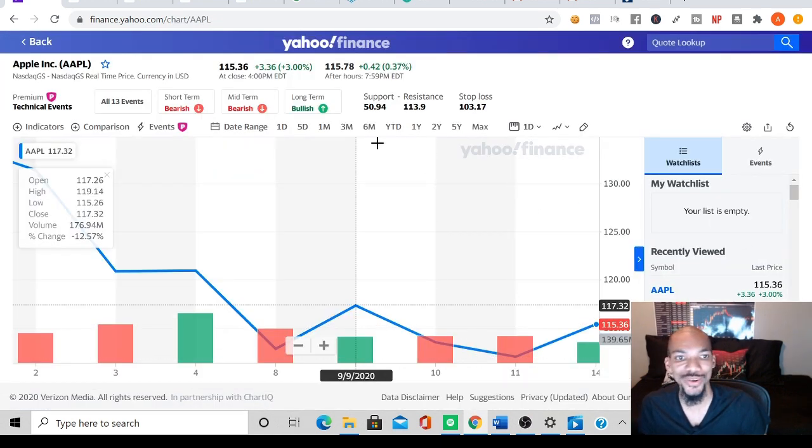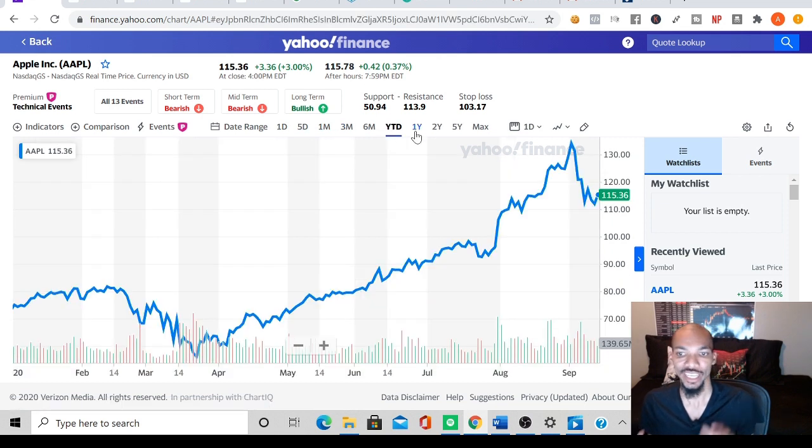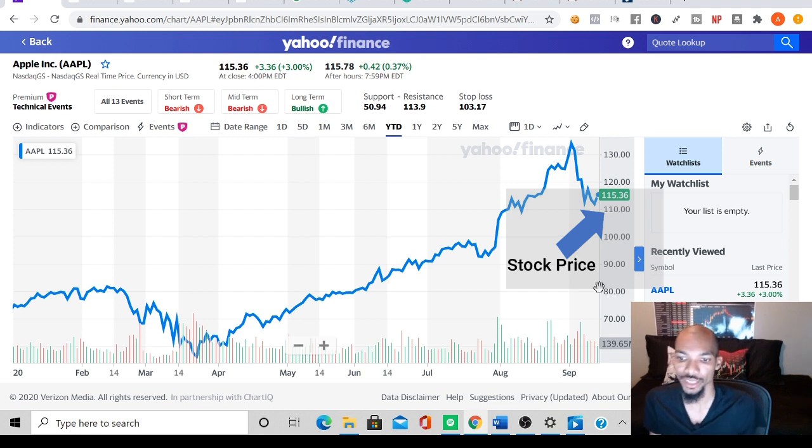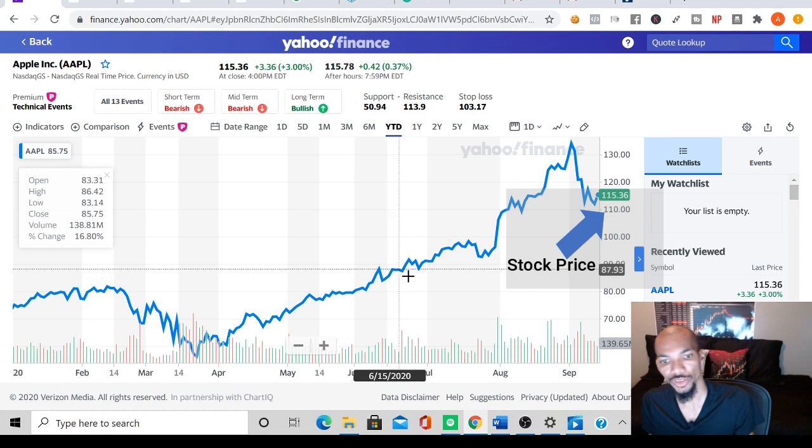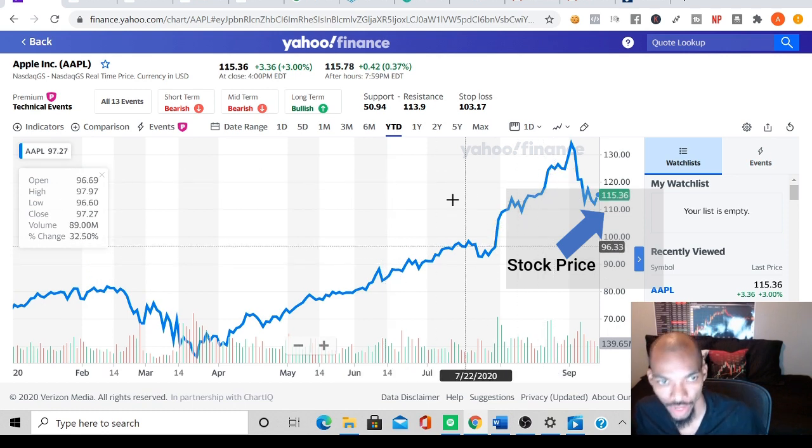Okay, if you're completely new, before you look at anything, just know that this stock chart tracks the price fluctuation over a period of time. For example, on the right-hand side, these are the prices, and the line just shows the increase and decrease in stock price.